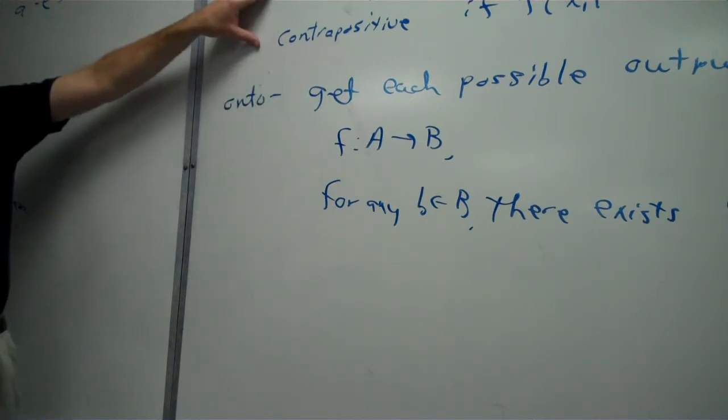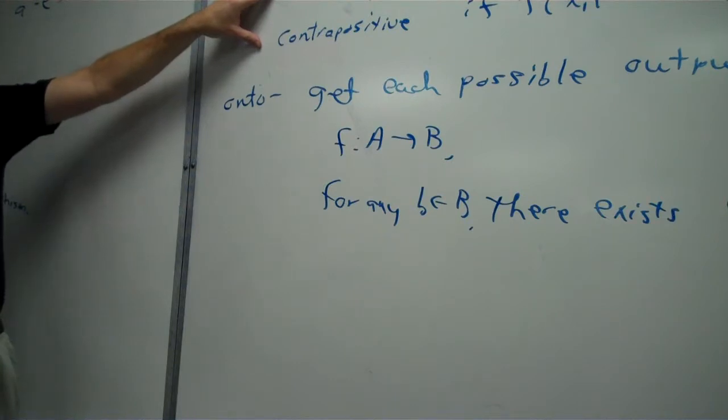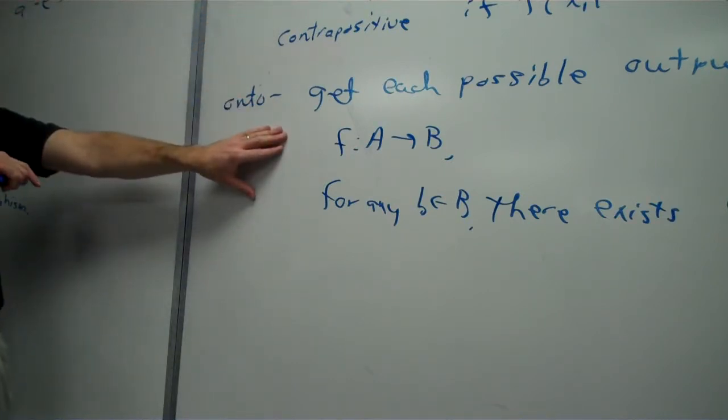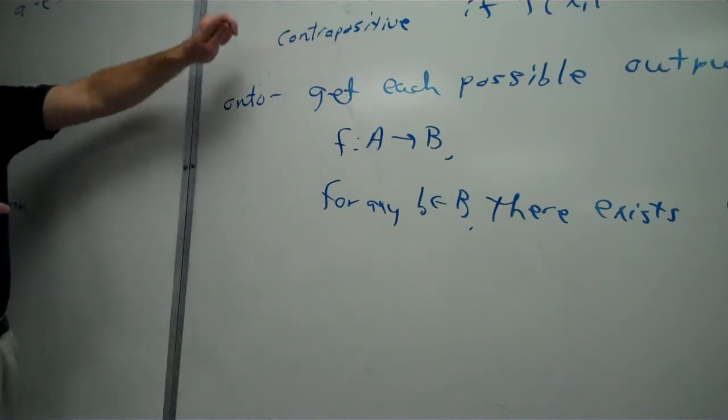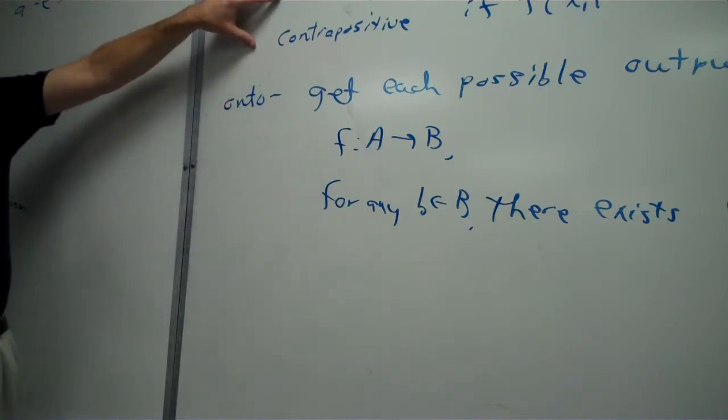With one-to-one, we don't have to get every possible output. Just the outputs that we do get, we need to make sure we get them only once. If we miss some outputs, that doesn't mess up one-to-one, but it definitely messes up onto. That's the idea of onto: we get all the possible outputs. So if we miss one, the mapping's not onto. If we repeat any of them, the mapping's not one-to-one.